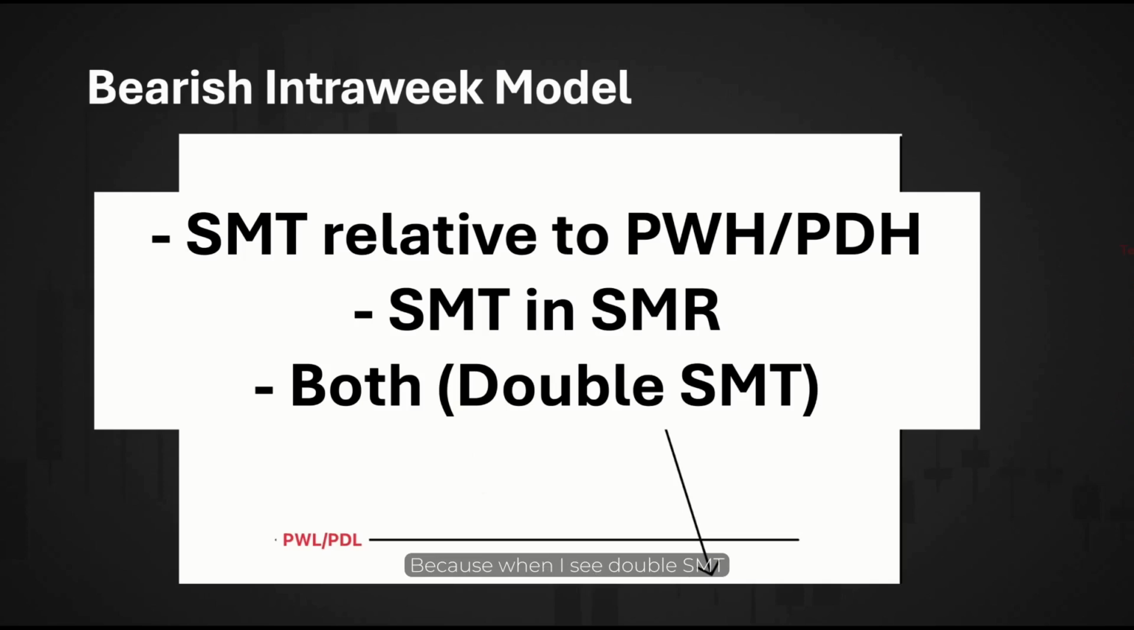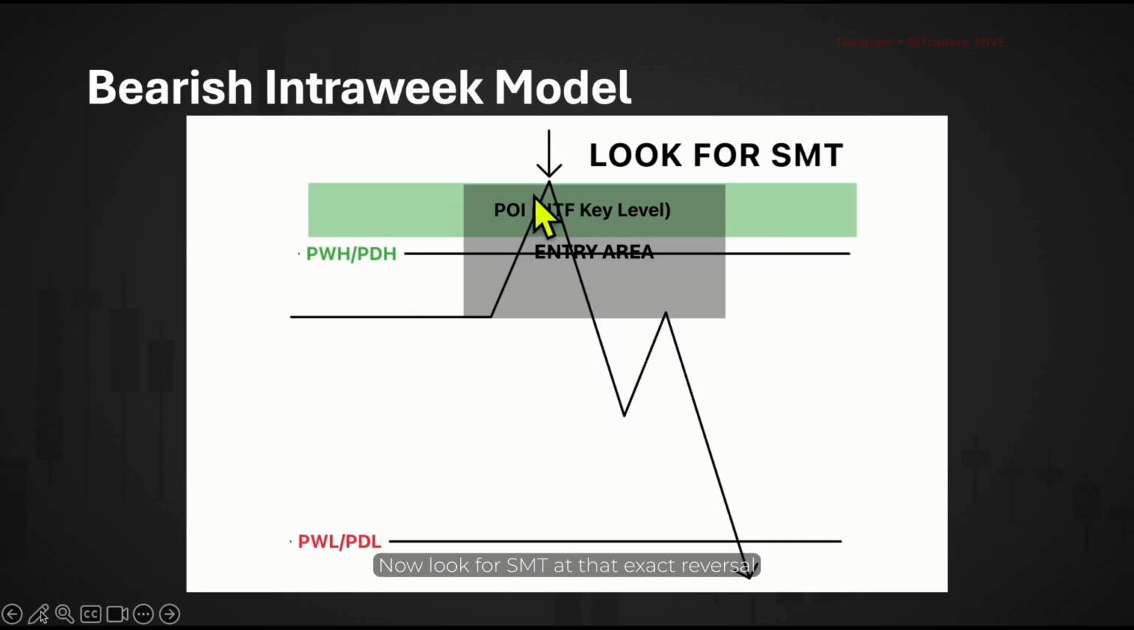Because when I see double SMT, that to me is the ultimate confirmation of a swing high formation taking place. Now look for SMT at that exact reversal and look to find your entry above that opening price or in close proximity to it, as you can see right here. Why? Because we're looking to position ourselves short in the open high. That is very important. Open high, guys.